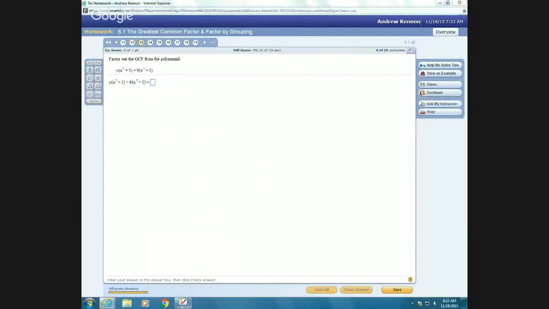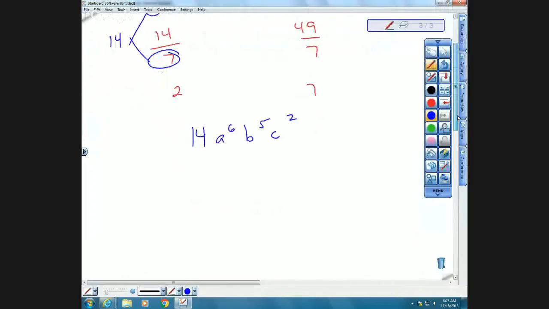All right, so the next thing in this one is factor by group.